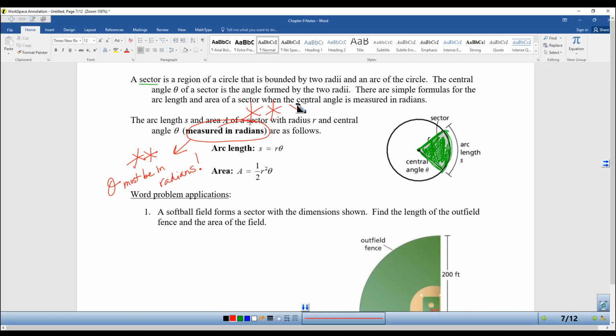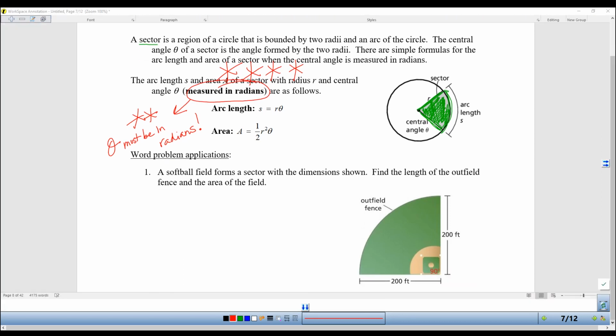And every year, somebody in the class misses it. You're going to get the problem wrong if it's not in radians. And I won't give you partial credit because I am literally giving you as much warning about this as I can. So this says that a softball field forms a sector with the dimensions shown.